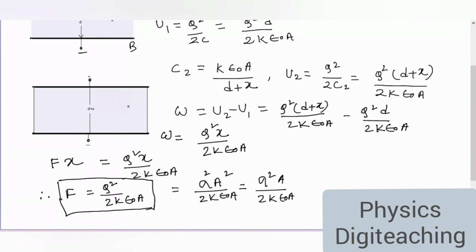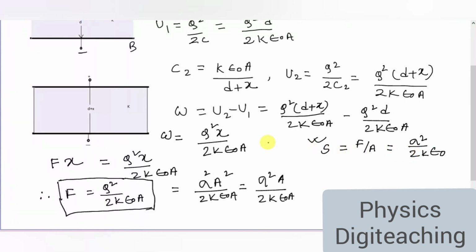If we want to calculate the electrostatic stress, S equals force by area, then we get S equals sigma square by 2K epsilon naught. This is the electrostatic stress, S equals sigma square by 2K epsilon naught.